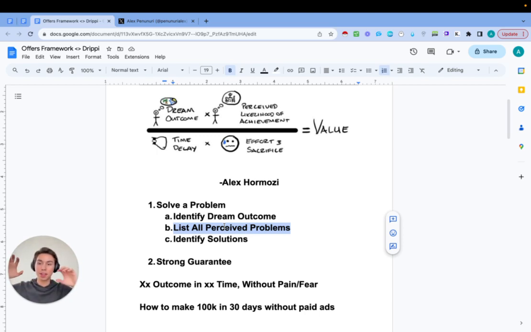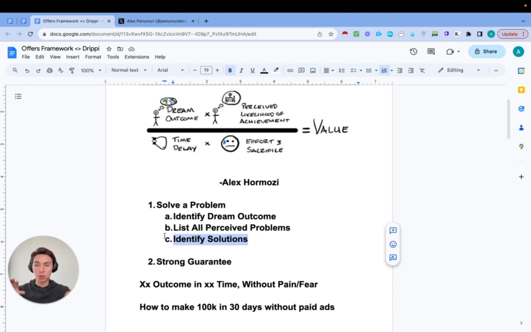So this is what they want, this is where they are, and this is where they want to be. The dream outcome is where they want to be, and they're here, right? They have all these problems that they need to solve in order to get from point A to point B. When we list out all the perceived problems, it's everything in between, everything that's stopping them from getting to point B, which is where they want to be, their vacation, their dream outcome, right? Right now they have the problems, so they can't get to B, and you want to identify solutions to bridge the gap between point A, where they are, and point B, where they want to be, okay?